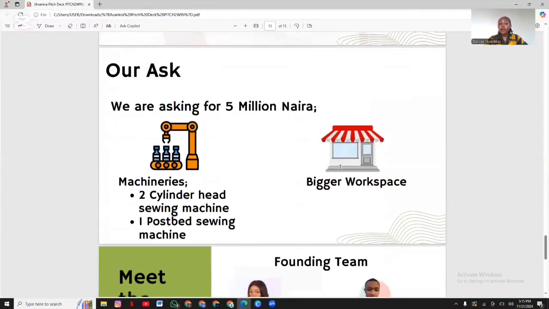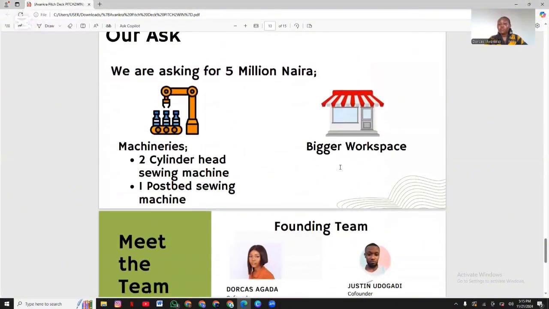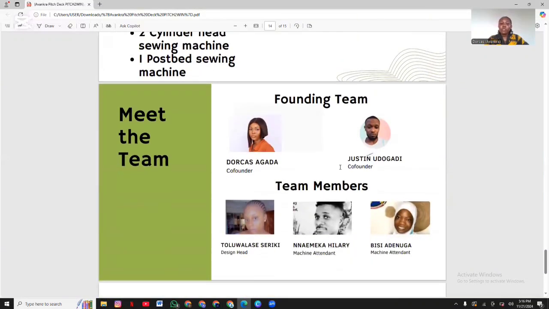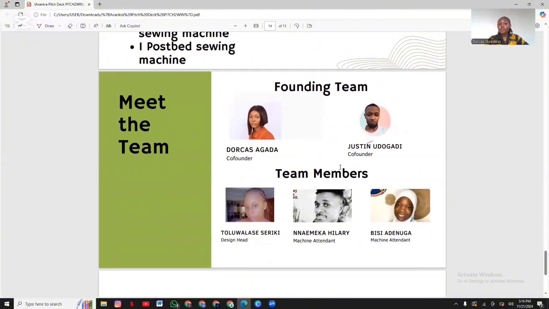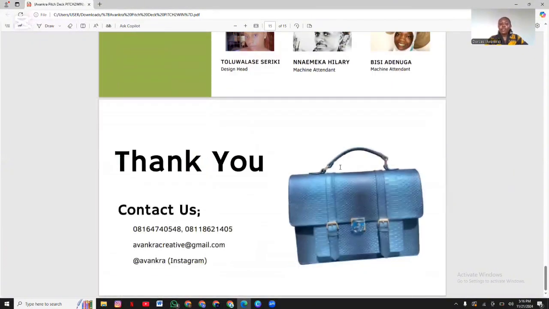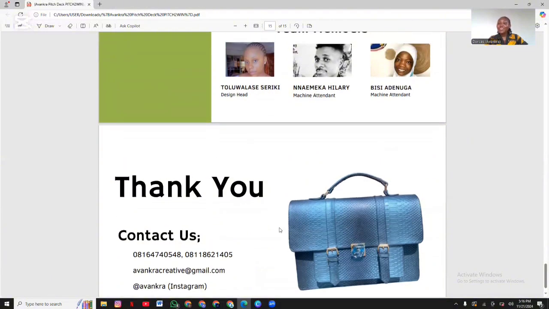So I'm asking for 5 million naira. What do you want to use the 5 million naira to do? We want to get a sewing machine and also a special machine and a workspace. So this is the funding ask. Then introduce your team, put your name, your position and all. Then thank you and your contact, and that's all. So that's how you make your pitch deck. Make sure you do this and apply for the next competition for business interns.